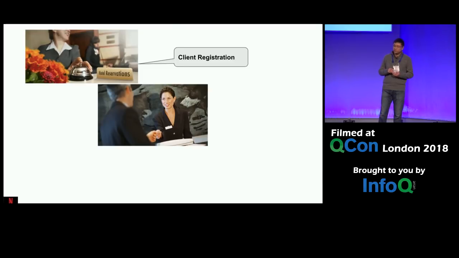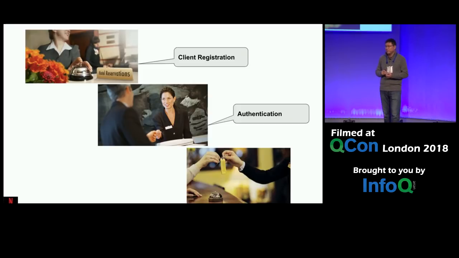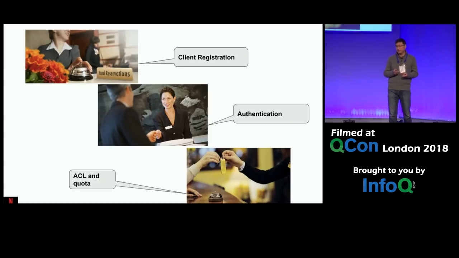And the second step to get into the hotel room is to check in with front desk and show your ID. This is the authentication in multi-tenancy management. And the final step, before you can get into your hotel room, is to obtain a key. So the key is used to guarantee that you will get what you reserve for, but nothing more. So this is the authorization, and is also equivalent to Kafka's ACL and quota.